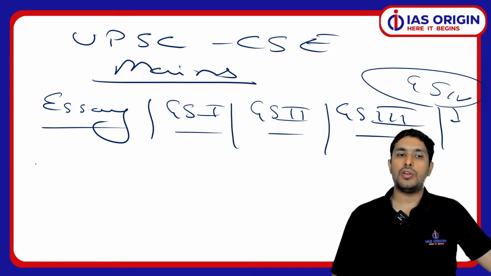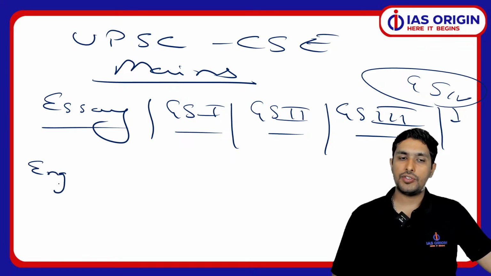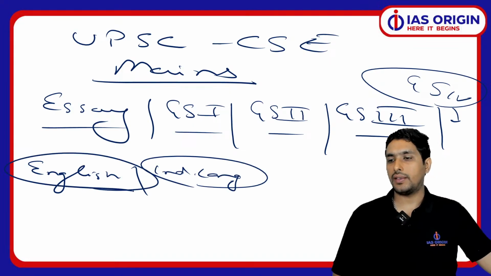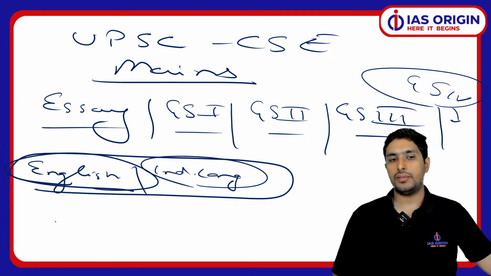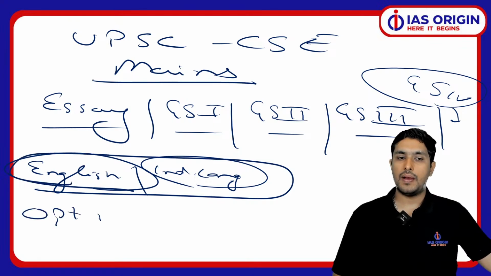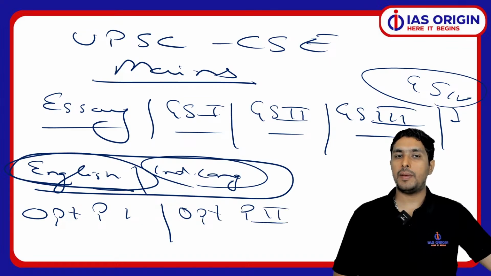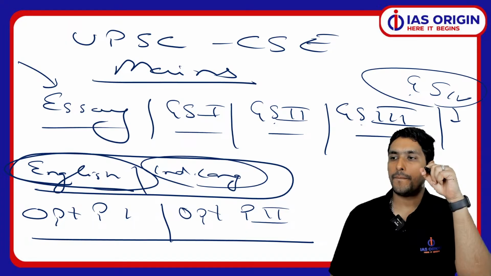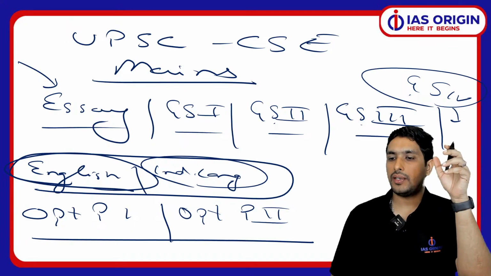Then of course we have a paper on English and one on any Indian language, but they are both qualifying, so the marks are not counted. Then we have optional paper 1, and then optional paper 2. So these are the papers you have to sit for when you go to the exam. Is that clear? So this is how the pattern looks.